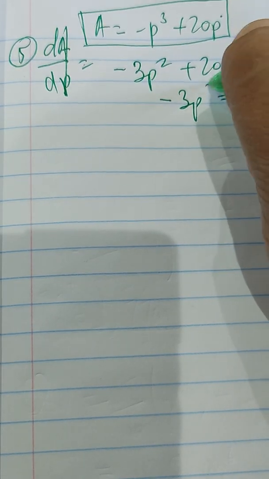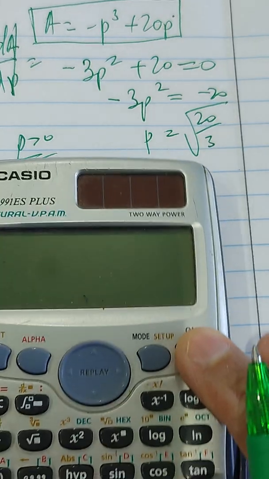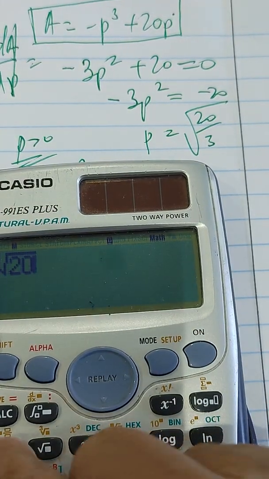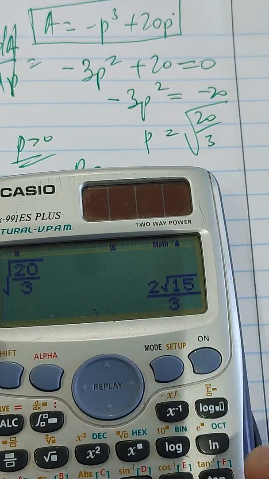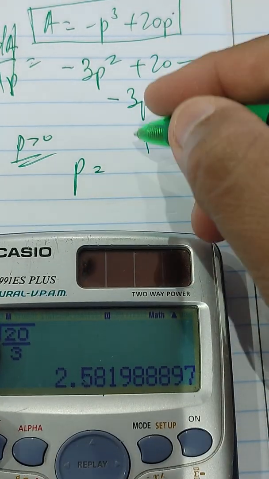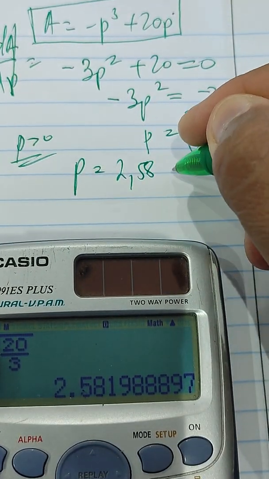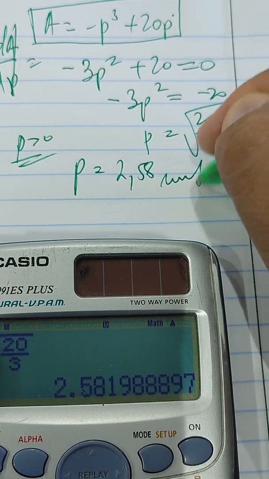So I apply the derivative, so it's negative 3P squared plus 20. And I set it equal to 0. So negative 3P squared is equal to negative 20, so P works out to be the square root of 20 over 3. Now, of course, P can't be negative. P must be greater than 0. So I'm going to take it to be positive because we're talking about area. So the square root of 20 over 3 gives us a P value of 2,58 units.